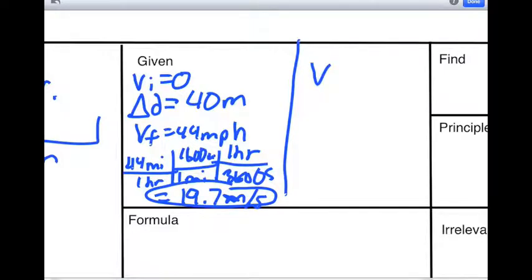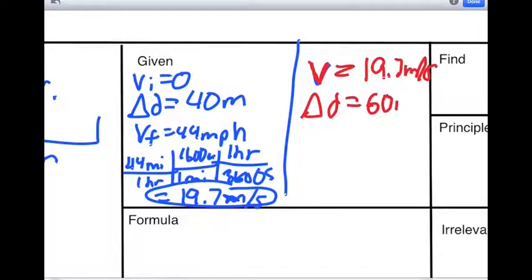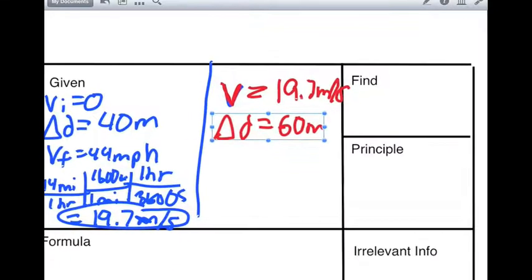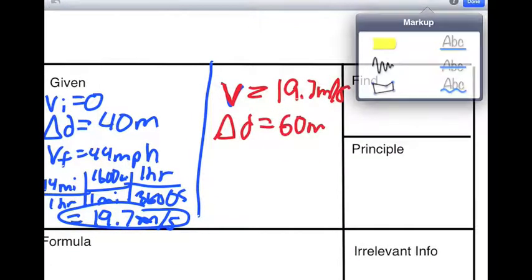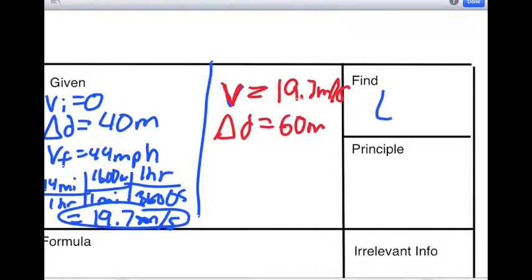We're going to change colors just to make it easier to see. Our velocity is 19.7 meters per second. Now, that's for the entire trip. Remember, if he travels 40 meters to begin with, that means he still has another 60 meters to travel at this constant velocity. So, remember, we are trying to solve for our total time.